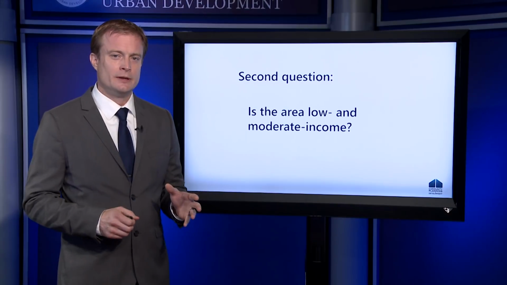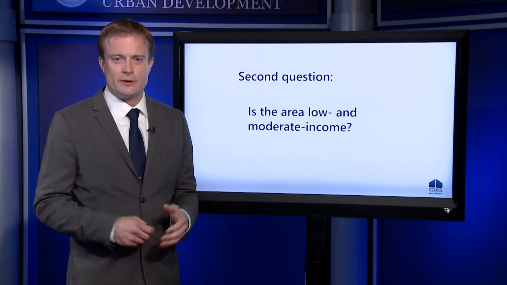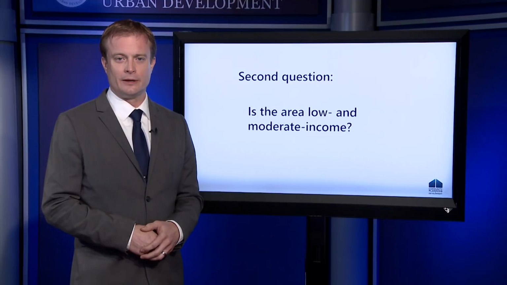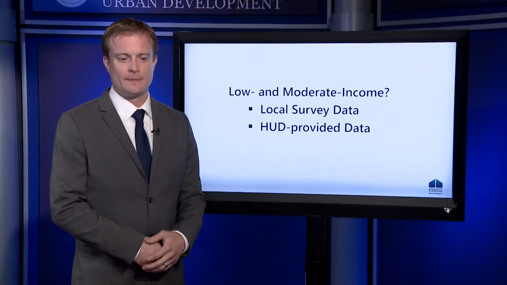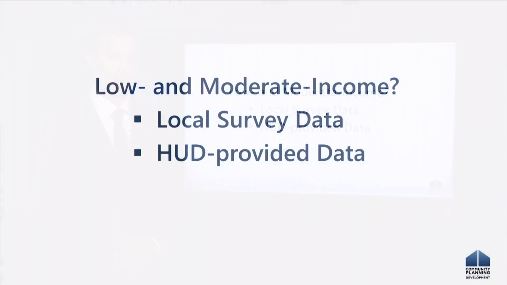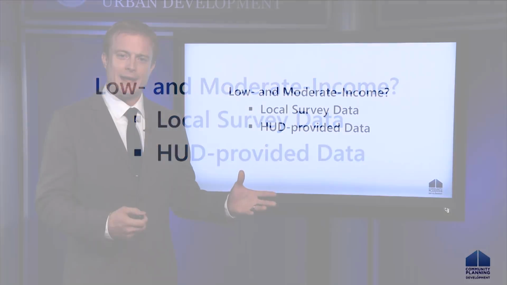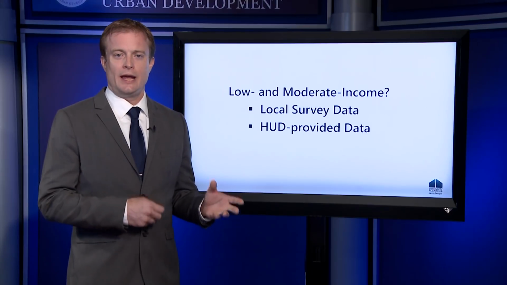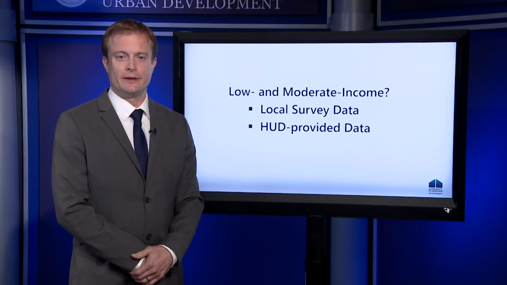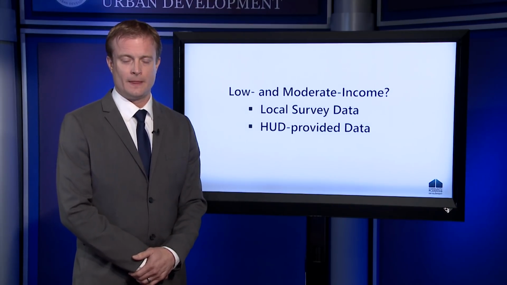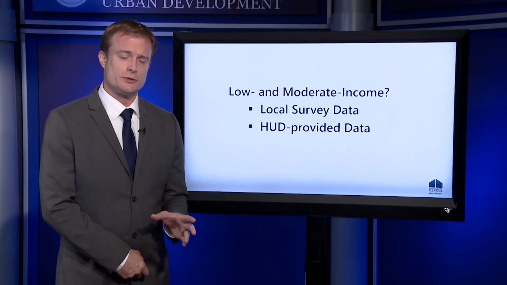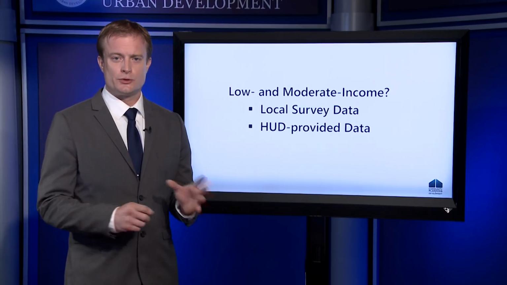So the second question is, how do you determine whether or not that activity is benefiting an area that's at least 51% low and moderate income? So there's two different ways to answer this question. We provide data, and you can also do a local survey. Now, normally you would look at the HUD provided data first, and if the area doesn't qualify according to the data that we provide, then you have the option to do a local survey. But we're going to start by going through the local surveys because it better explains the structure of our data.